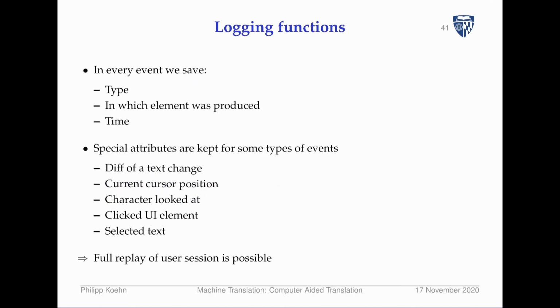So we basically save, for each event, what type of event, when it was produced, what was produced, and where it was produced, and also various other attributes. For instance, if some text was edited, how was the text edited, where's the current cursor position, what characters are being looked at, and so on. So with all this logging, it's actually possible to fully replay a user session.